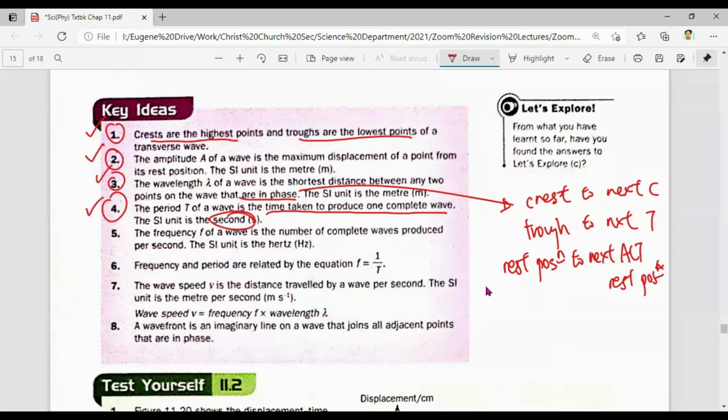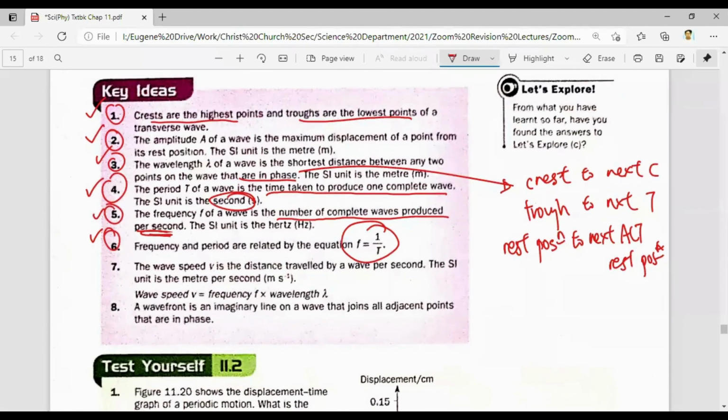Frequency is a lead up, and how is frequency linked to period? We got f equals 1 over T. So what exactly is f? The frequency is the number of complete waves produced per second. So if you're able to get the frequency of a wave, and if you're able to get the wavelength of a wave, this will now come in handy. We are able to find the wave speed, how fast the wave is traveling.